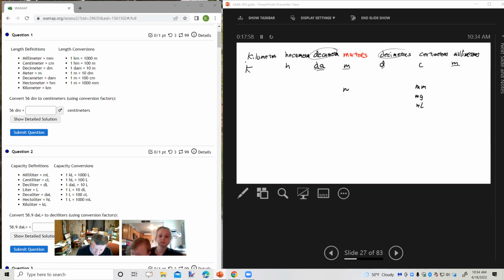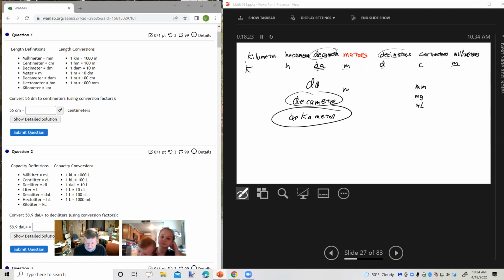Also, I want to point out something I just discovered this morning. I'd never seen this before. Decameter can also be spelled this way, with a c instead of a k. In fact, this is the way I'm used to it, so I have to get used to this. I looked it up and both of them apparently are acceptable. But in either case, the abbreviation is da as opposed to just d.